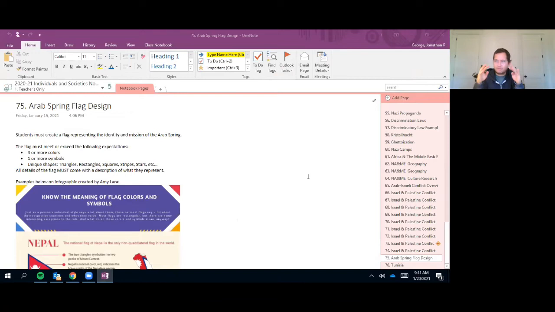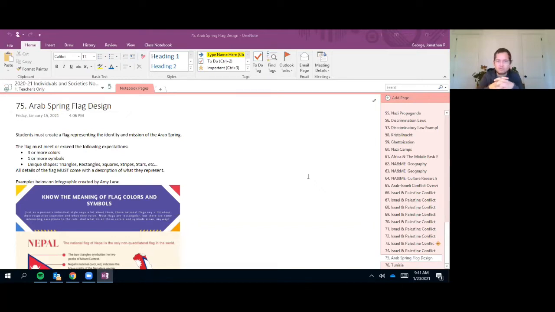And we're going to spend the first 4 days focusing on details of the Arab Spring, so you know all about it. Then you'll be able to take a couple days to develop and create a meaningful flag that represents the identity and mission of this movement called the Arab Spring.